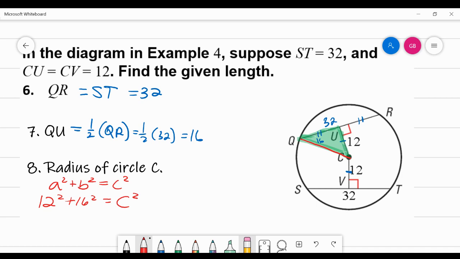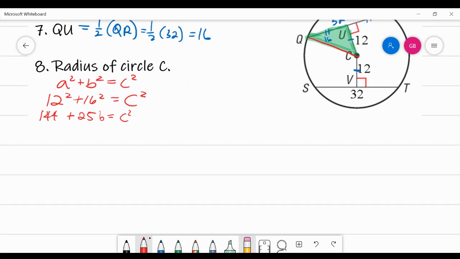So this is 144 plus 256 is equal to c squared. So 400 is equal to c squared. Opposite of squaring is square root. So that means that c is the square root of 400. And the square root of 400 is 20.